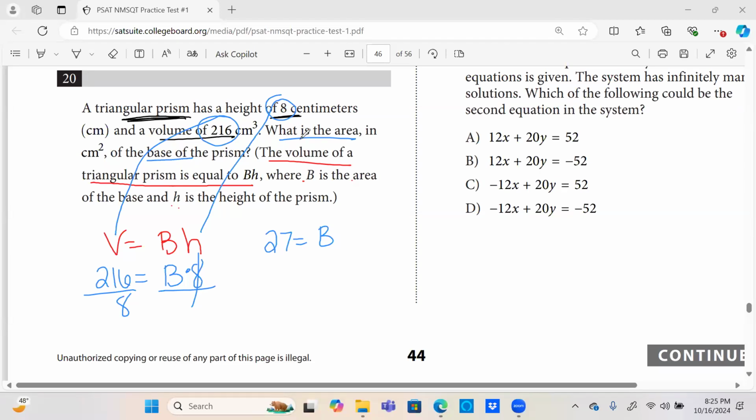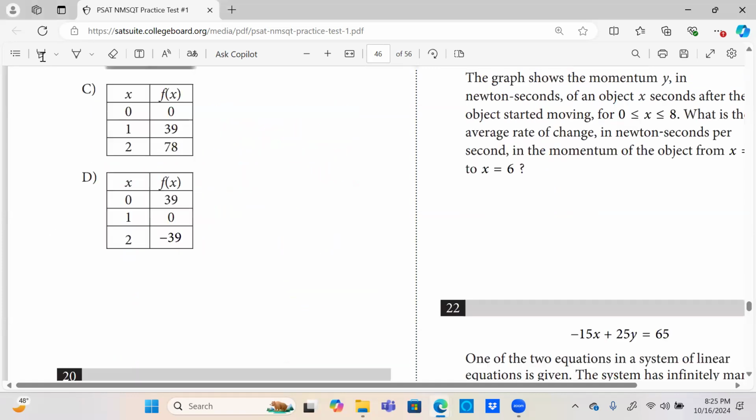and the answer is in square centimeters. What is the area in square centimeters? So it's 27 centimeters square. You would just type in 27 most likely. So I went hunting for a formula that I did not need because they gave it to us. So shame on me for not reading through all the way, but that is correct. Okay. 21.